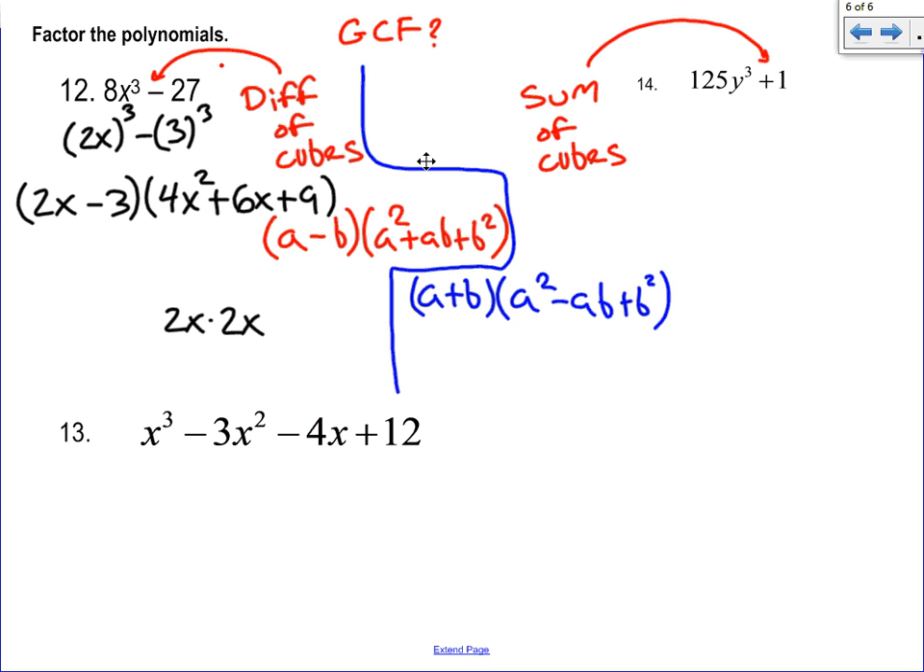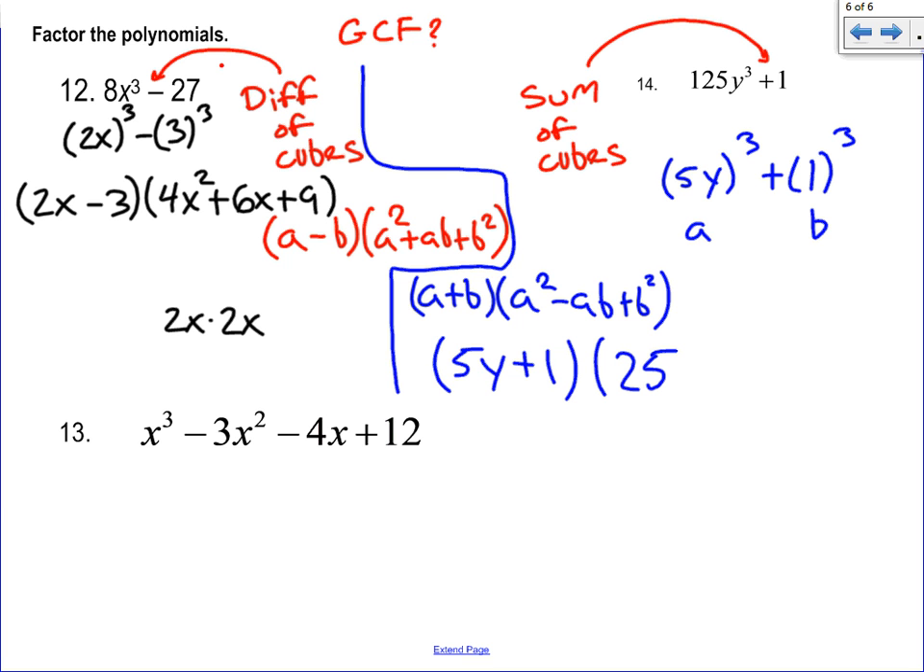Now the sum of cubes. This is 5y quantity cubed plus 1 cubed. So a is 5y, b is 1. I'm going to have 5y plus 1 times 25y squared minus 5y plus 1. See if you can figure out why this is 25y squared. I bet you can. All right.